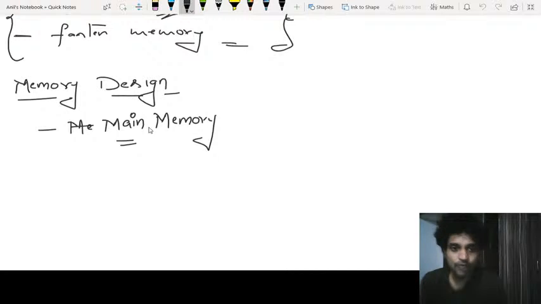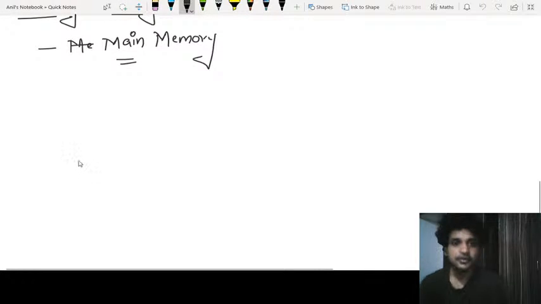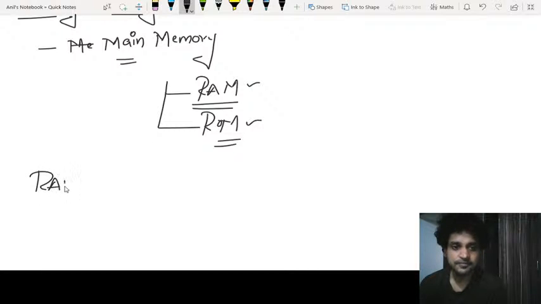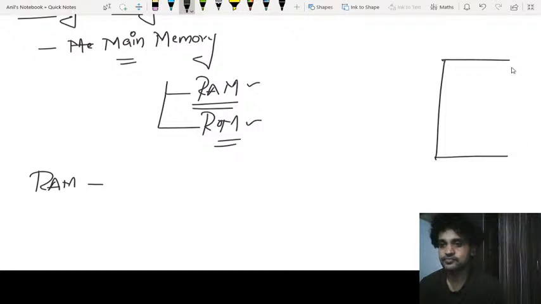Now we will design main memory. Here we will see what is main memory. When you talk about main memory, you talk about RAM and you talk about ROM. We will design both RAM and ROM chips. What is RAM? RAM is nothing but random access memory, right? What do you mean by random access? Once again, I will show you what is random access.